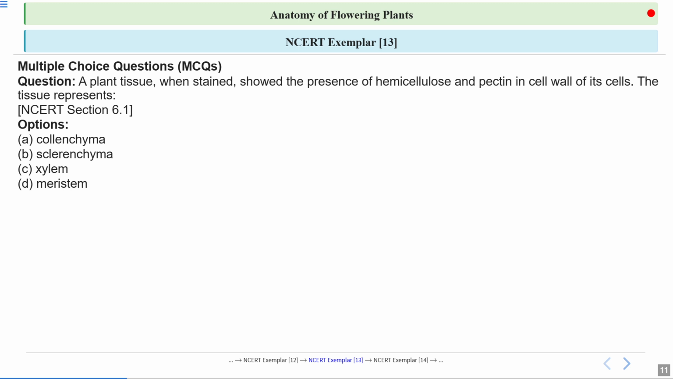Next question. A plant tissue when stained showed the presence of hemicellulose and pectin in the cell wall of its cells. The tissue represents: this question is coming from the NCERT section 6.1. And options are as follows: A, collenchyma, B, sclerenchyma, C, xylem, and D, meristem. Let us see the answer of this question.